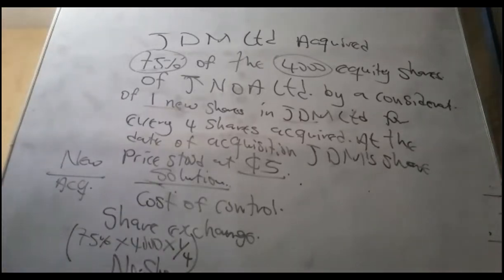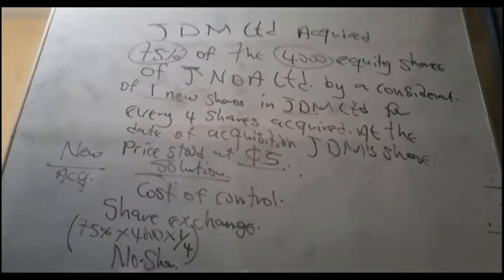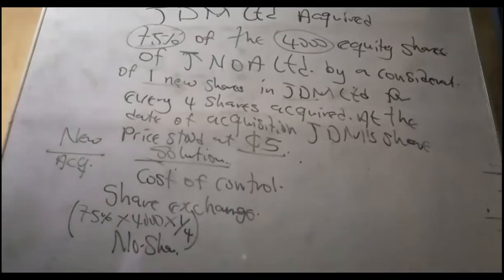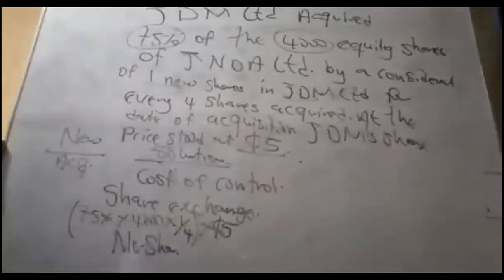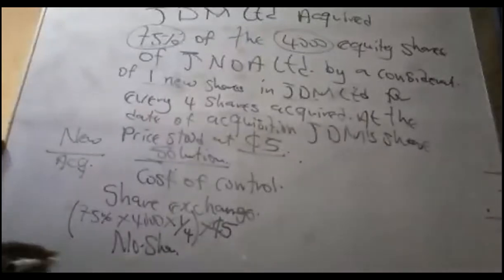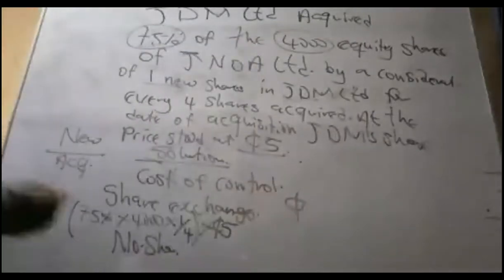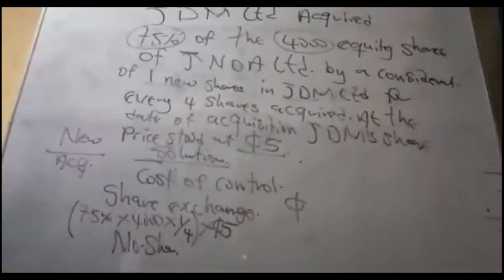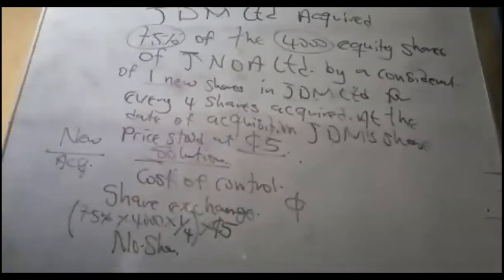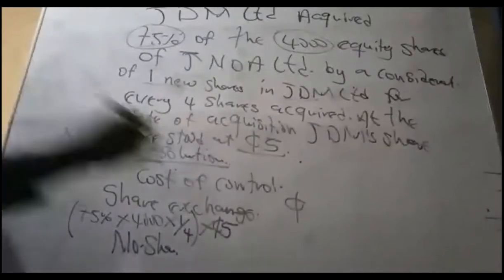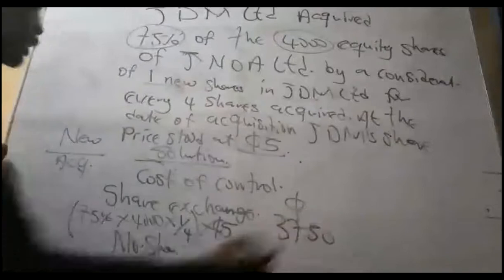So what is the JDM share price at that date? Please use the date of acquisition, not the date of reporting. At the date of acquisition, JDM share price is 5 Ghana cedis. So what will be the value? 75% times 4,000 times 1 out of 4 times 5 Ghana cedis. Any answer that you get, put it in there. So 3,750 Ghana cedis. You are done.